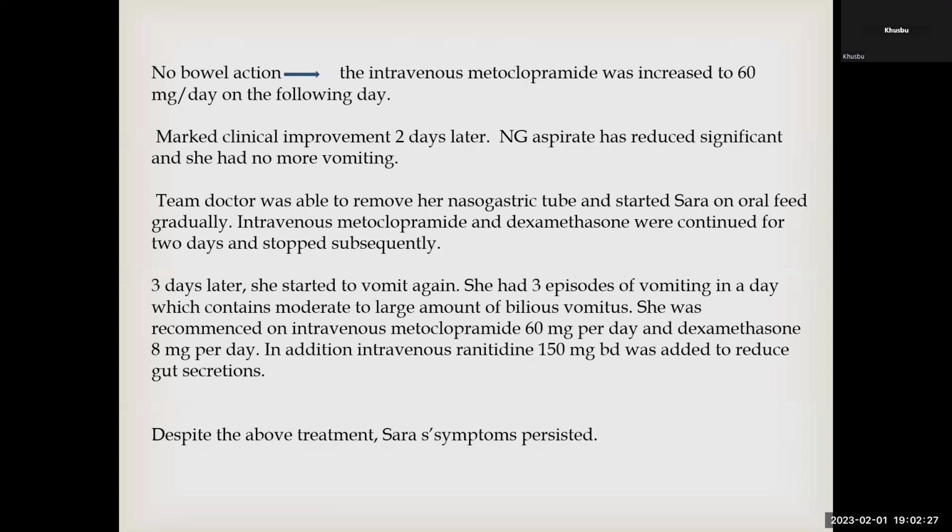Dexa has not been tapered. Yes, it has not been tapered. It has been stopped abruptly, isn't it? Even the antiemetic was stopped abruptly. So what happens? 3 days later, she starts vomiting again. And there's a large amount of bilious vomiting. And now again, she has been started on metoclopramide and dexamethasone and ranitidine to reduce the gut secretions.